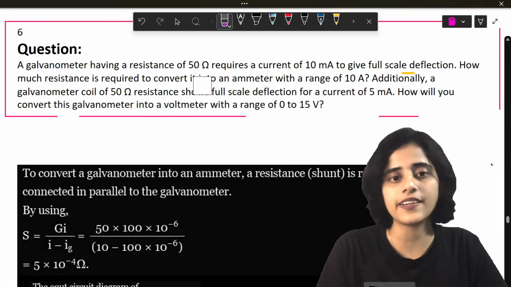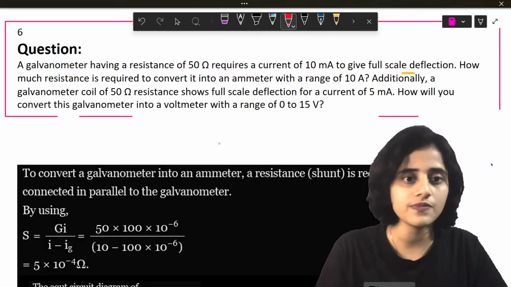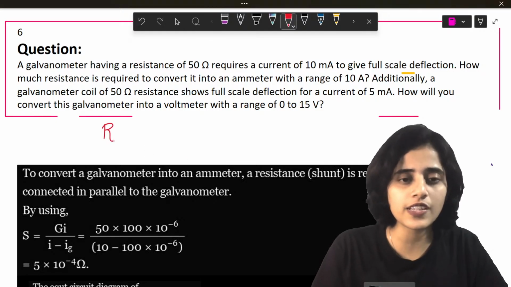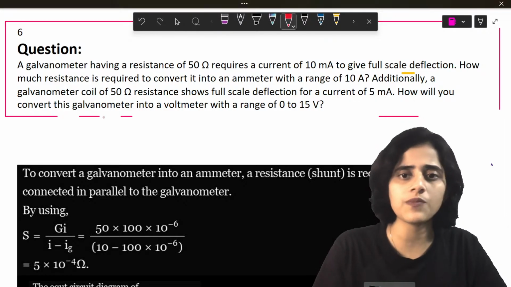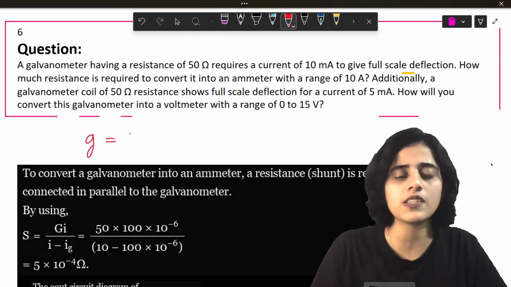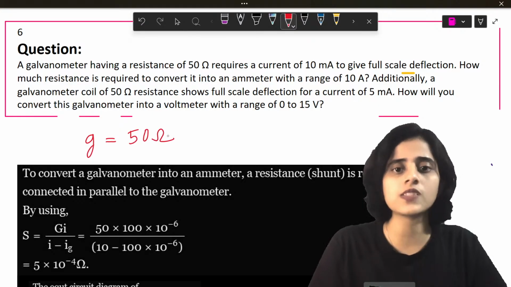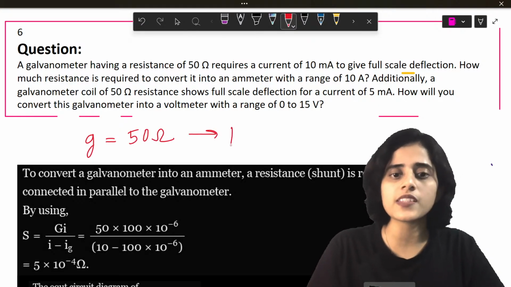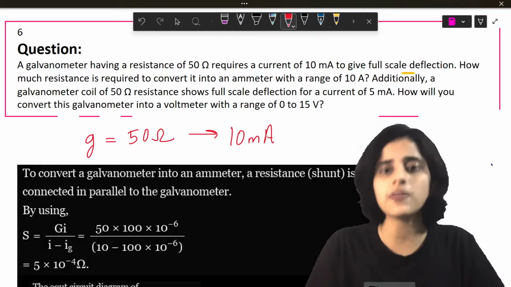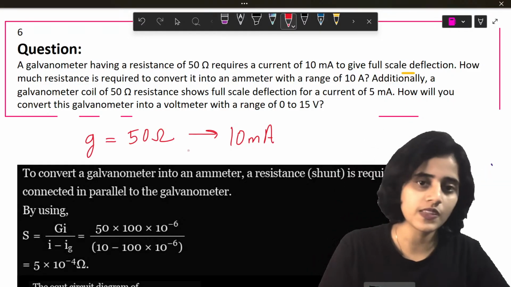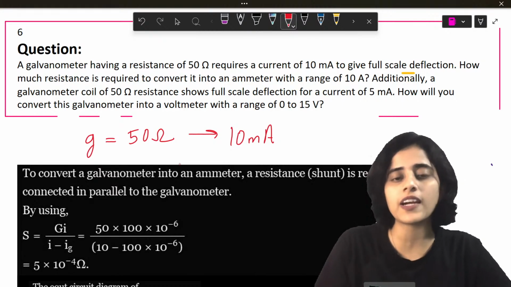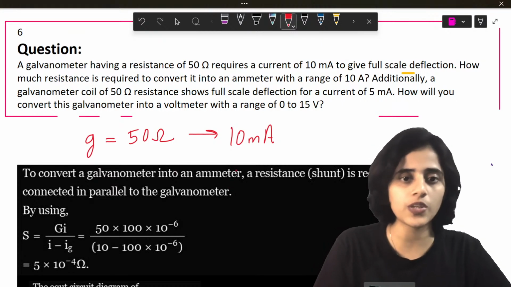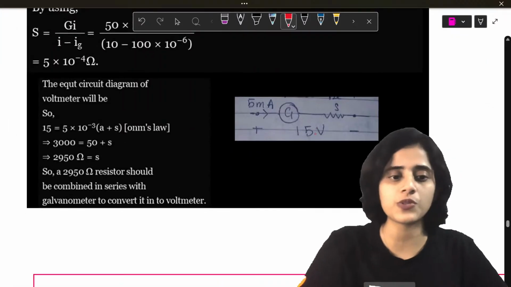Okay, let's write down what all is given. The resistance of the galvanometer, I'll just put it as G, is 50 ohms, and this requires a current of 10 milliamps to give full deflection. Now, how much resistance is required for it to be converted into an ammeter? Let's solve that part first.